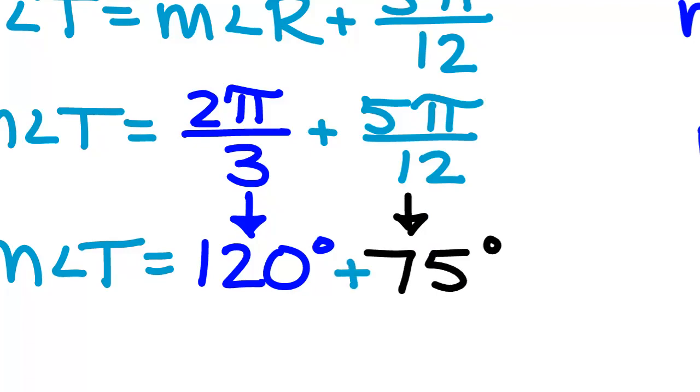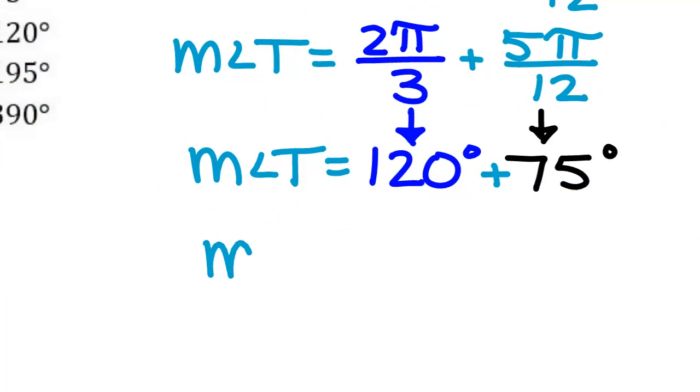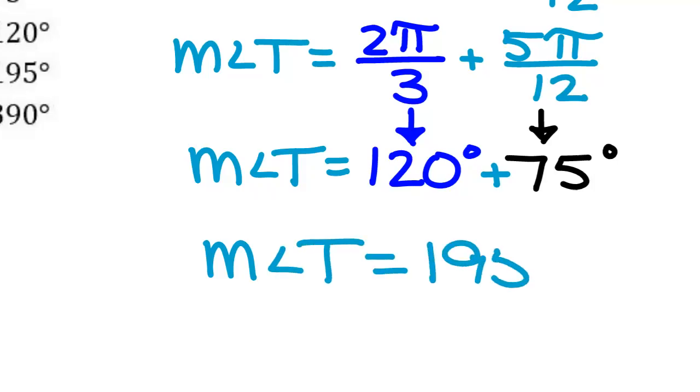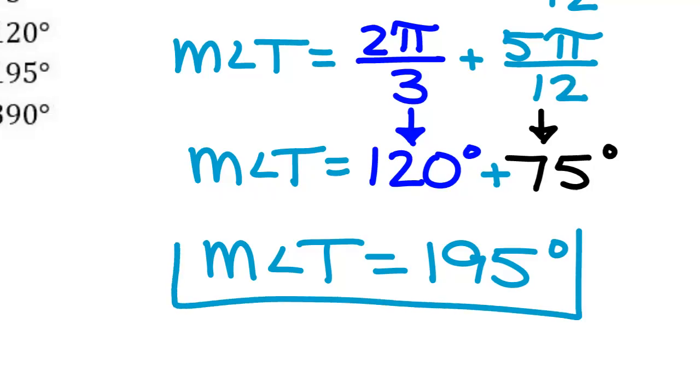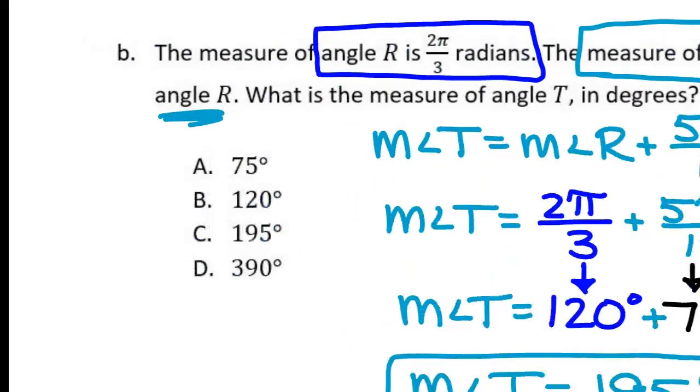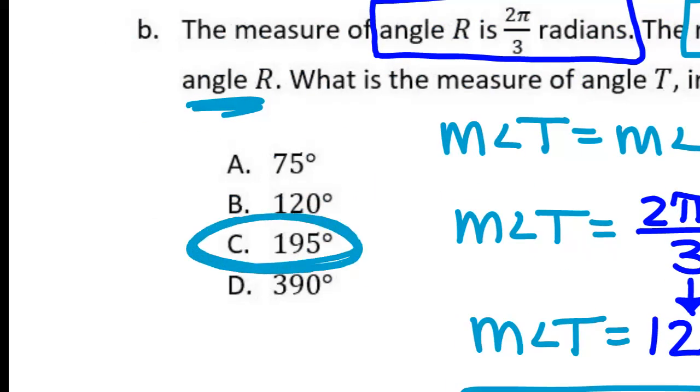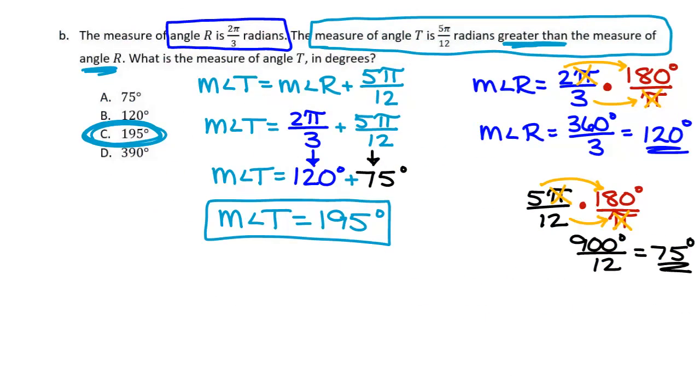So we're adding 120 and 75 together. What do you get when you add 120 and 75? 195. So angle T is 195 degrees, which would be choice C. Absolutely fantastic. What else would you guys like to see?